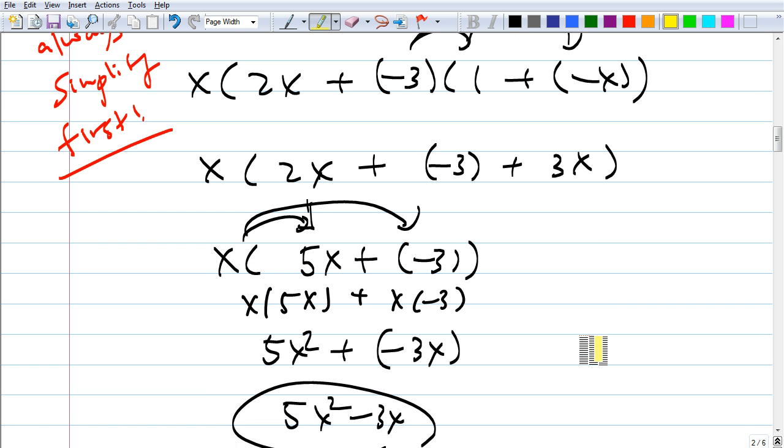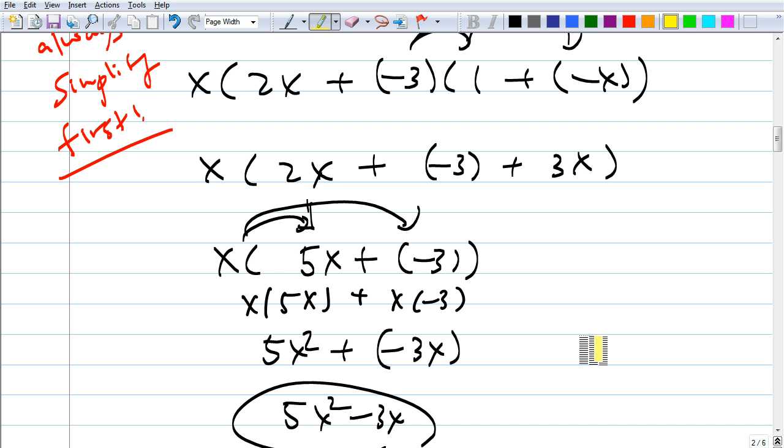And of course, again, using the definition of subtraction, you should simply write 5x squared minus 3x, right? Any question? Does that make sense? So do you think it's important to simplify always before you do anything? If you can, yes, it'll make your life so much easier.